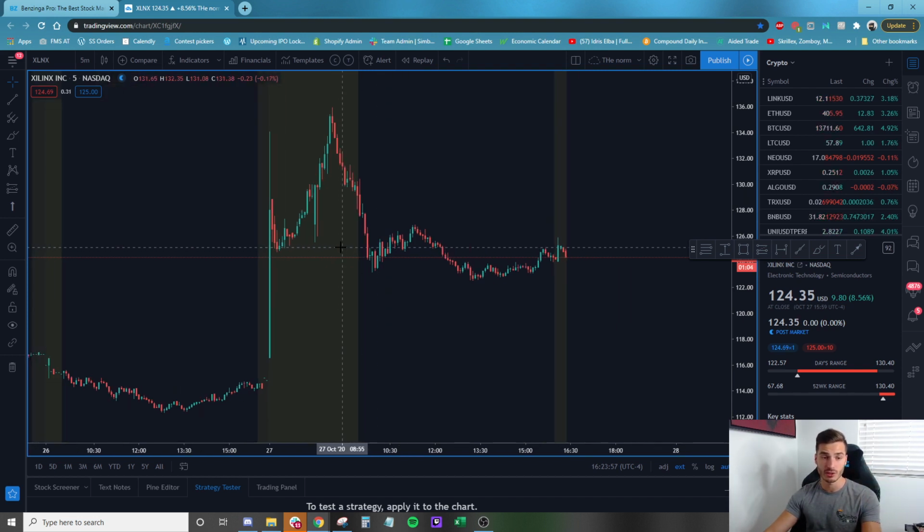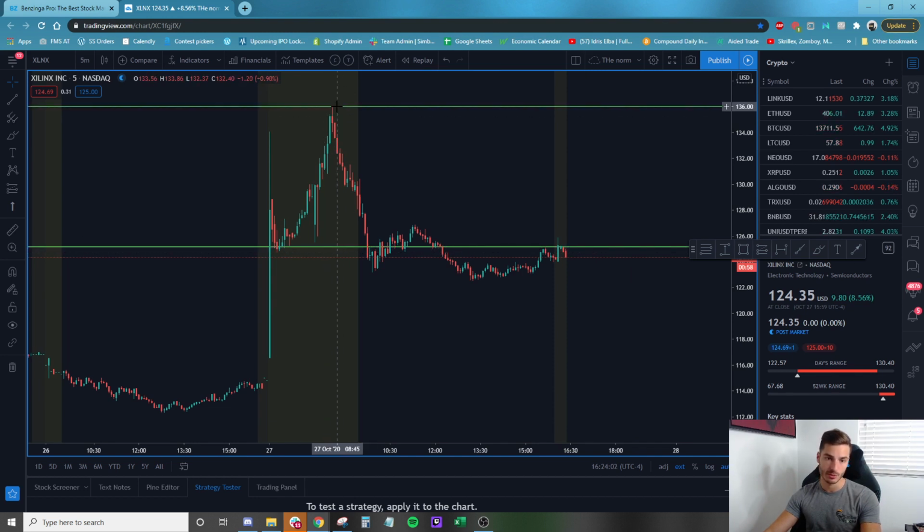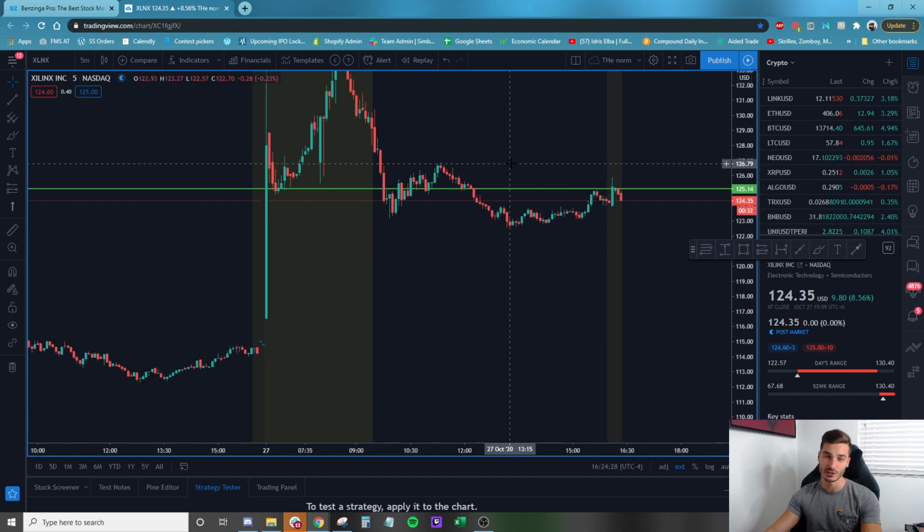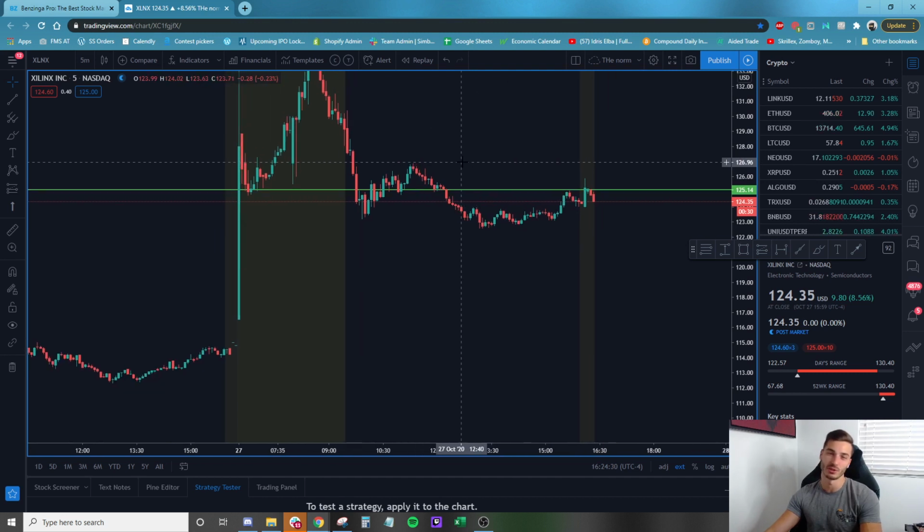We want to look for either a pre-market low break, which would be right here, right? Or we want to look for a pre-market high break. AMD had a weird deal with them, so there wasn't too much movement with XLNX.